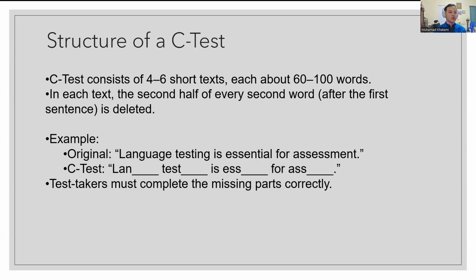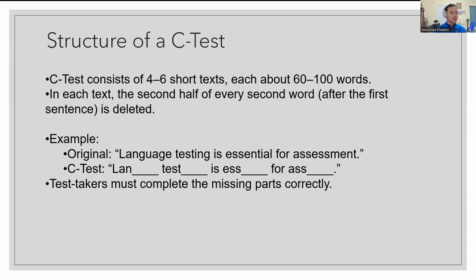So, to get to know what a C-test is, we'll move on to the structure of a C-test. A C-test consists of 4 to 6 short texts, each about 60 to 100 words. Also, in each text, the second half of every second word after the first sentence is deleted.